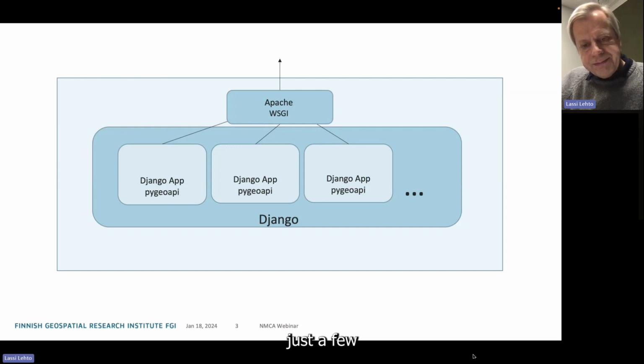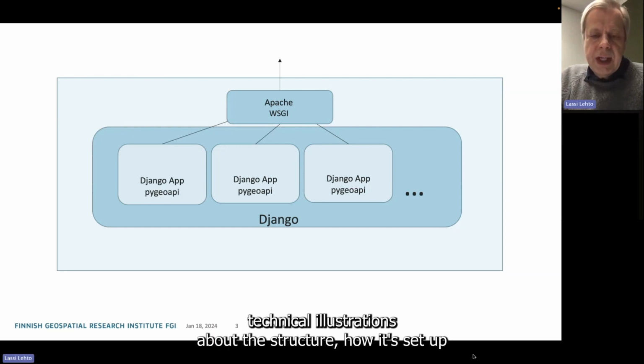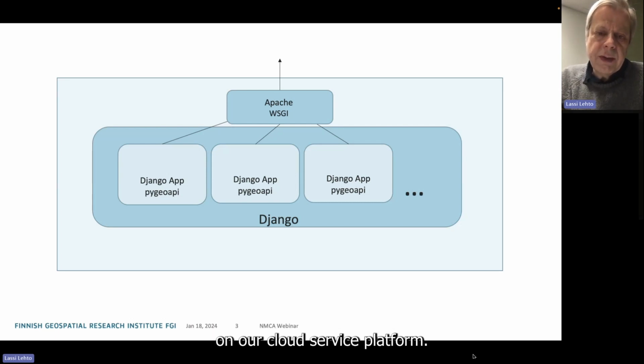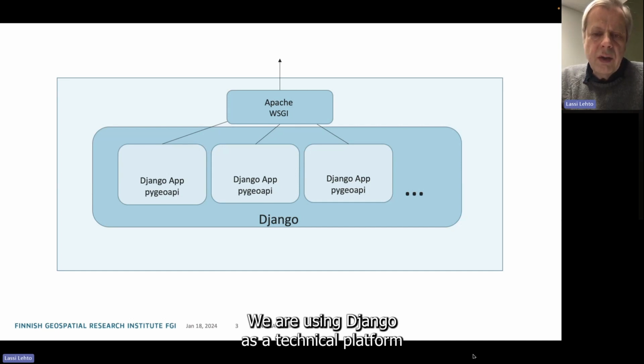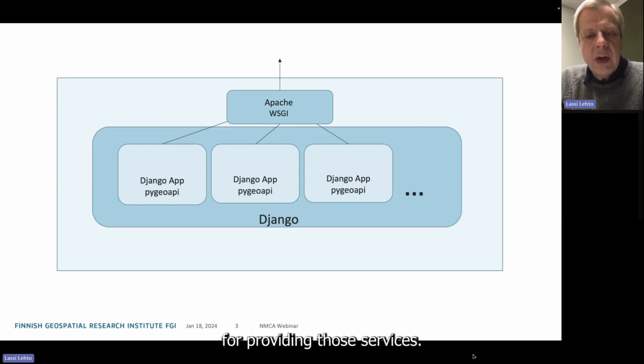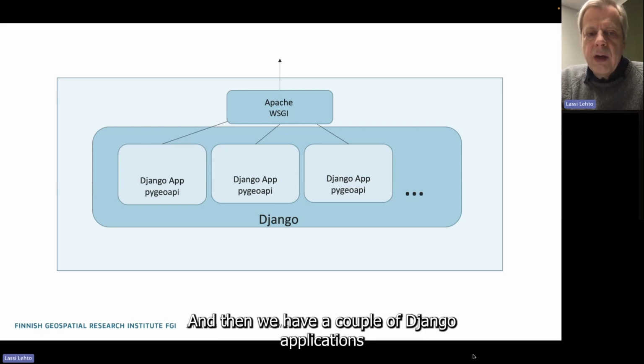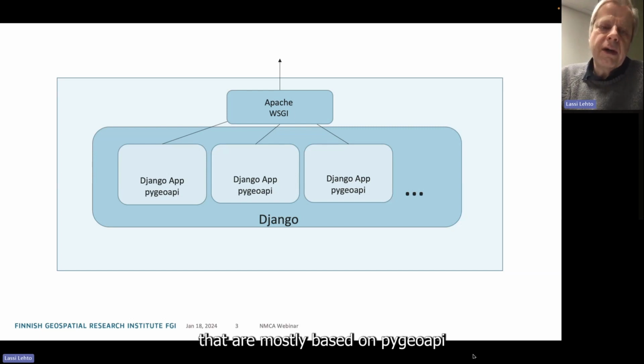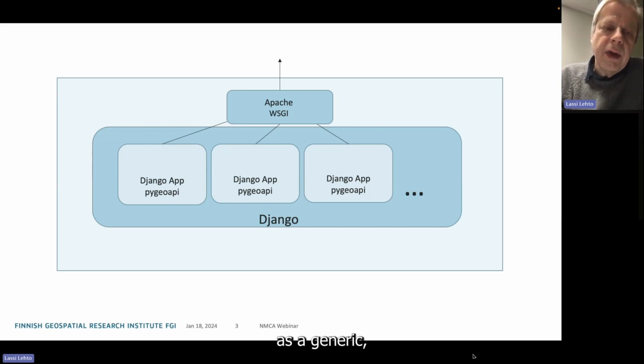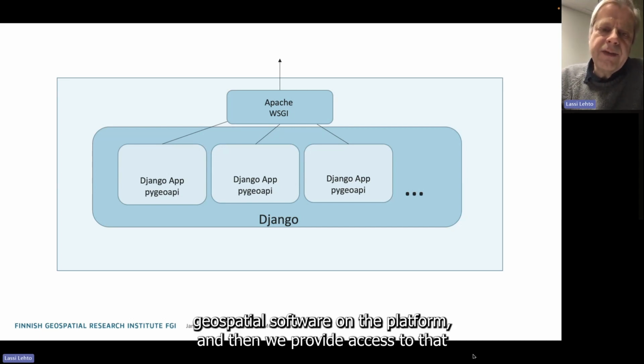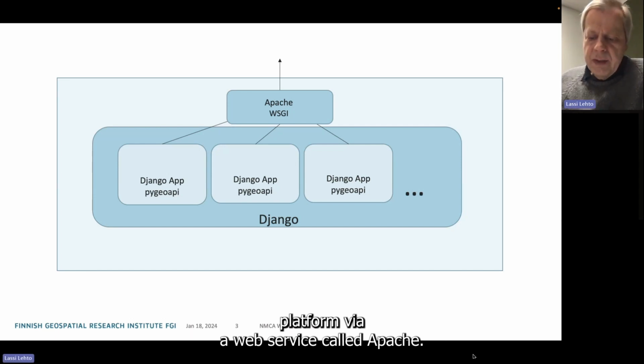Just a few more technical illustrations about the structure, how it's set up on our cloud service platform. We are using Django as a technical platform for providing those services, and then we have a couple of Django applications that are mostly based on pygeoapi as a generic geospatial software on the platform. And then we provide access to that platform via a web server called Apache.